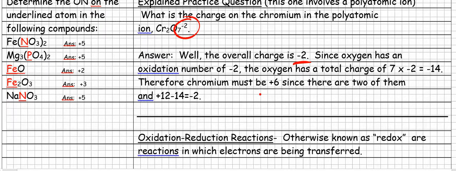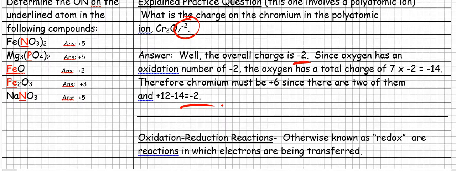Therefore, the chromium must be +6. Watch the reasoning here. It must be +6 since there are 2 of them, right? So if you have 2 times 6, that's 12. 12 minus 14 is -2, right? The overall charge is -2. All right. Does that make sense?